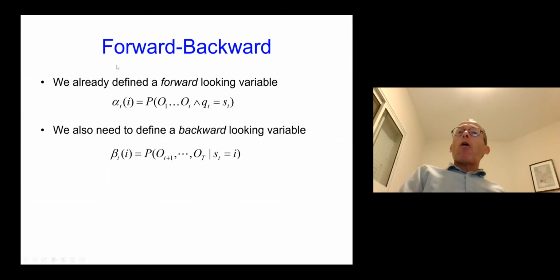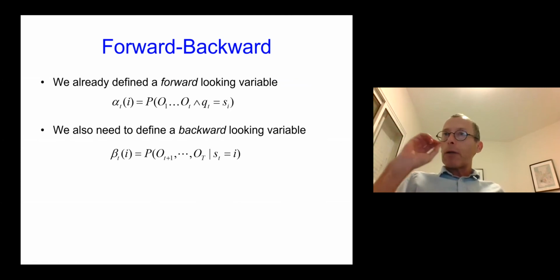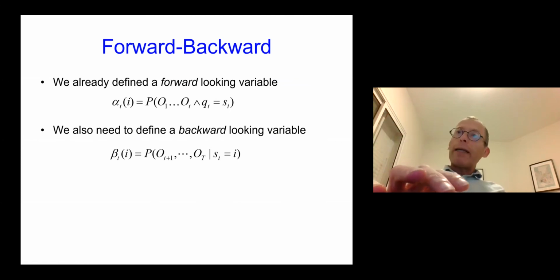Okay, so we already defined alpha_i. Remember in the previous lecture, we defined alpha_i as the probability of O_1 through O_T and Q_T equals S_i, where T is the last value. You can see here, that's the same, so we use the same notation. This is something we discussed and we talked about how to compute. I'm going to define another parameter, which I call beta_t(i).